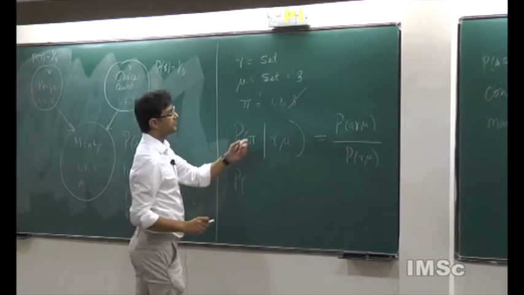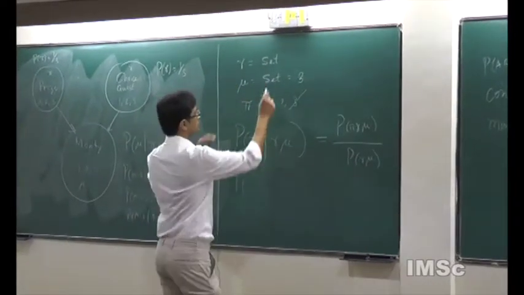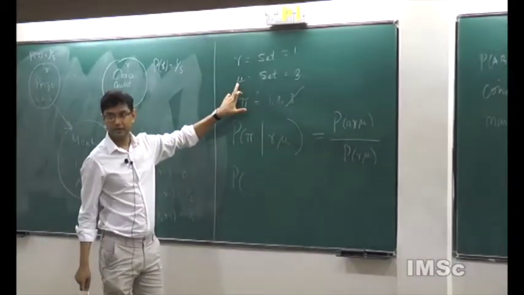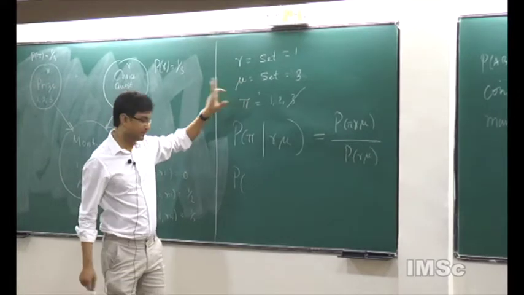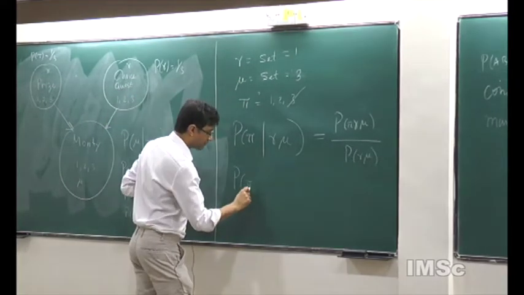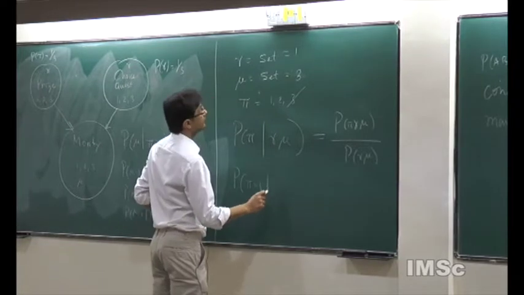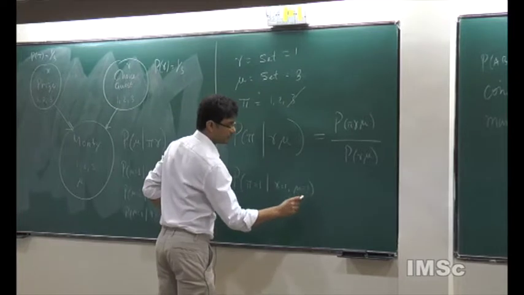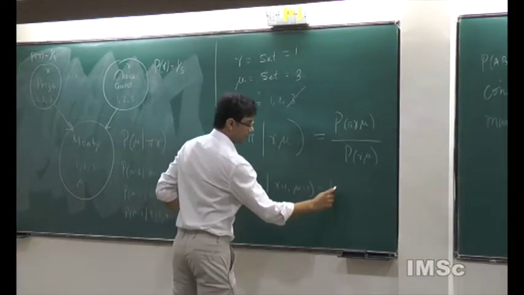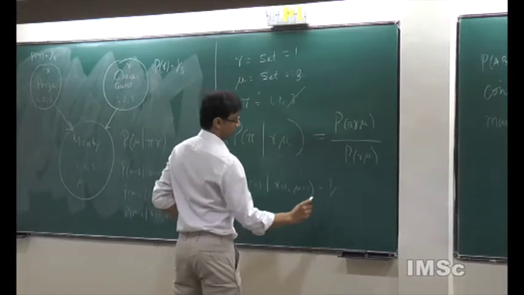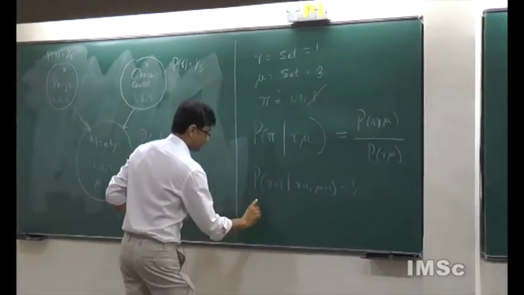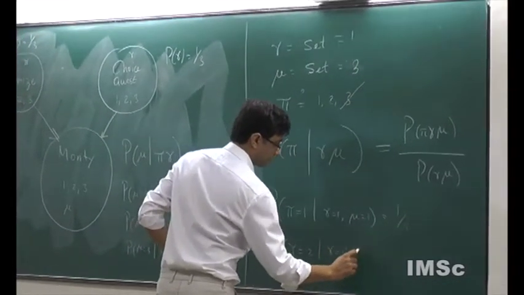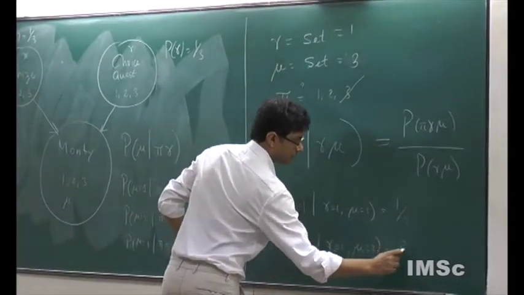Supposing I chose 1, and Monty revealed 3. So you now want to ask what is the probability that P equal to 1 given gamma equal to 1 and mu equal to 3. This probability will come out to be 1/3. The probability of pi equal to 2 given gamma equal to 1 and mu equal to 3 comes out to be 2/3.